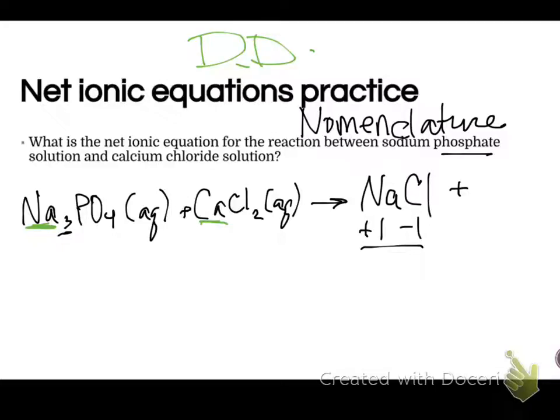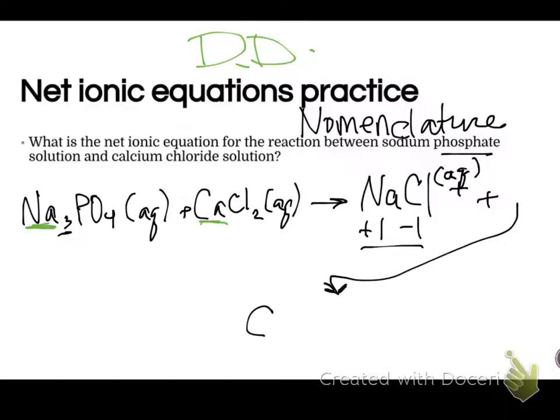So my charge balance is there. Oh, and this is probably going to be aqueous because the other solutions were aqueous. So I want to include that as well. And then, let's see, calcium. I'm out of space, so I'm going to come down here.